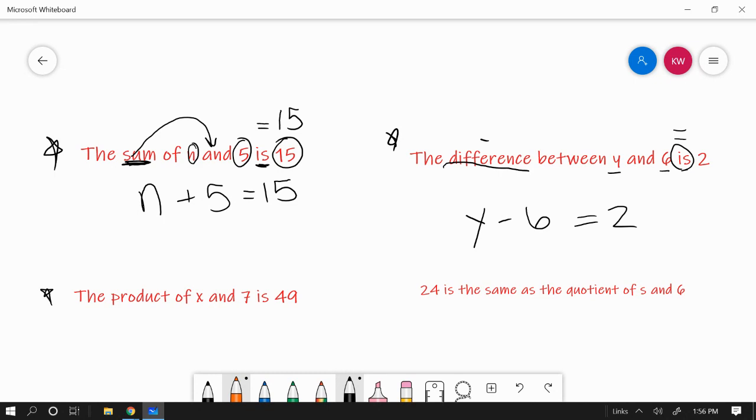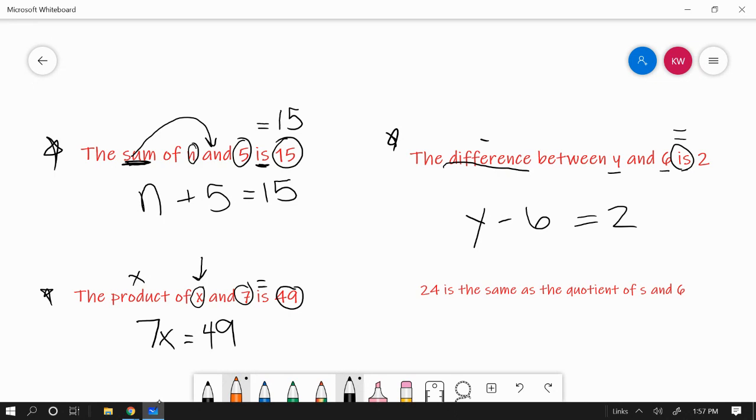Down here, it says the product of x and 7 is 49. So product I know means multiplication. I have an x, a 7, there's the "is," the equal sign, and the number 49. Now, here's the one thing that might look a little bit different. Because we often use x as a variable, and x and the multiplication sign look super similar because they're the same letter, you might see it written like this, 7x equals 49.